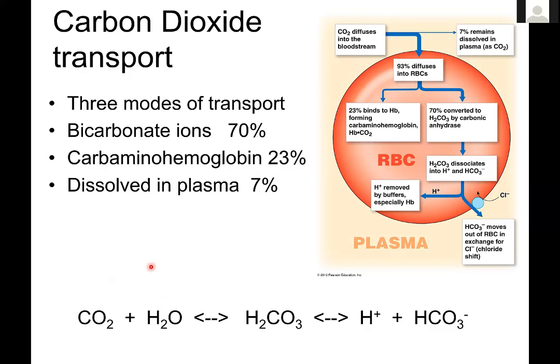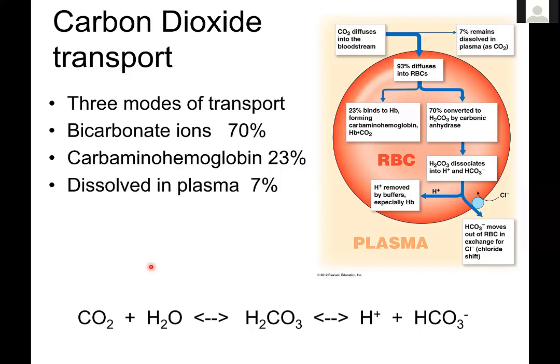So carbon dioxide transport occupies a lot of this PowerPoint and a lot of your textbook because oxygen binding and unbinding from hemoglobin is pretty straightforward. We just looked at the curves for the things that influence the rate at which hemoglobin is going to bind or let go of oxygen. But a lot of that stuff is driven by the chemistry of carbon dioxide. And carbon dioxide is also an important former of the buffer system in the plasma.